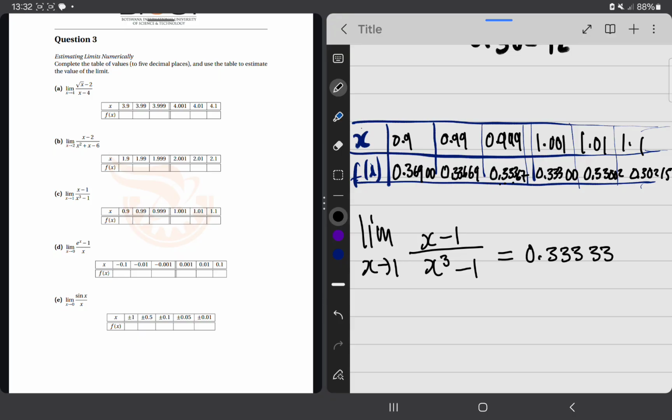Remember that the limit is just the y value, okay? Never forget that. It's just the y value that we look at, or the value of f of x is also just the y value. And that is what we do when we are finding the limit.